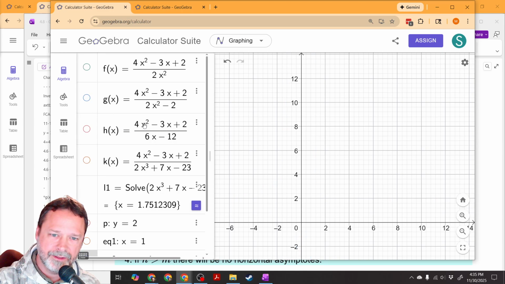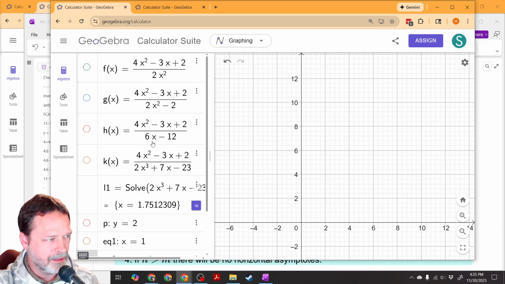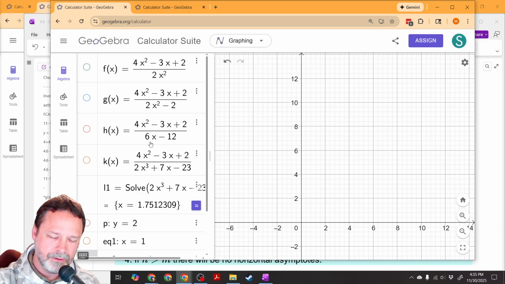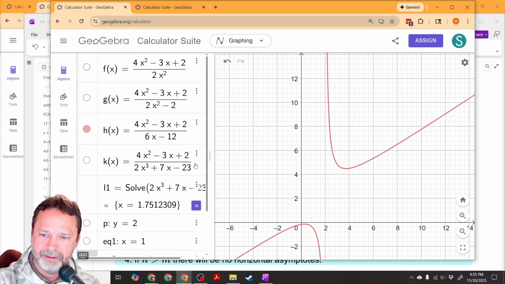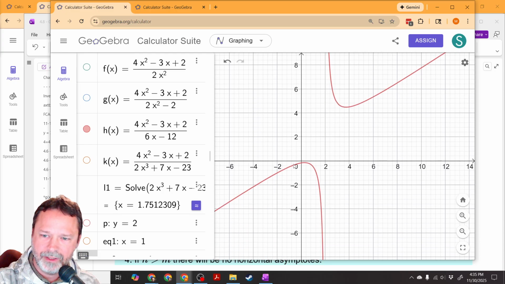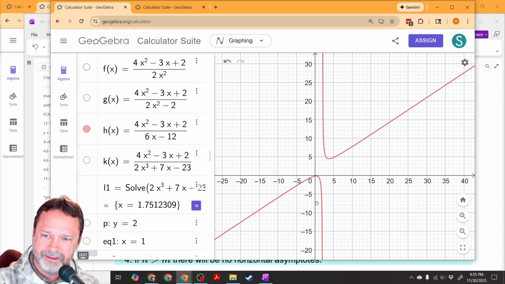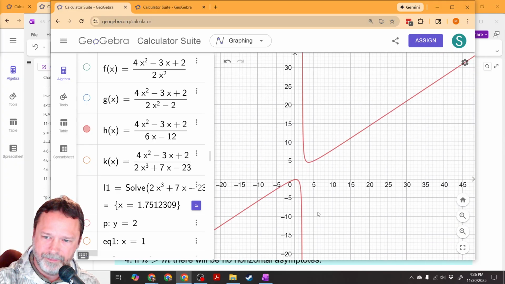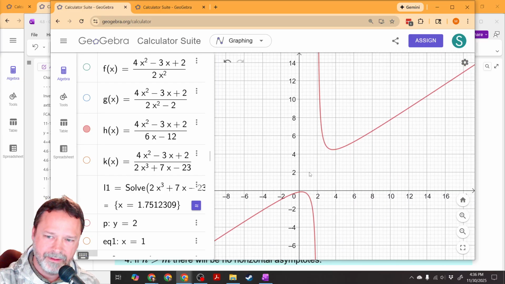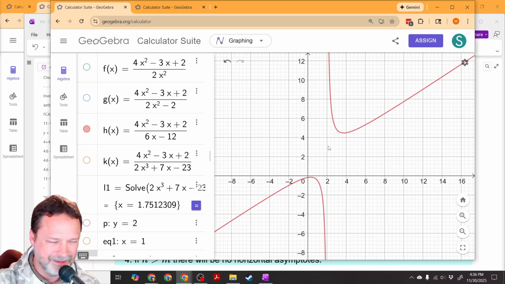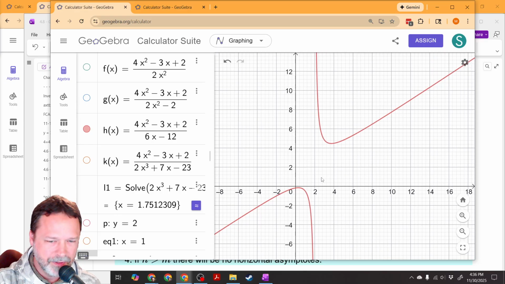In this case, the degree in the numerator is bigger than the denominator. According to our rule, that means we will have no horizontal asymptote. Let's see here. Yeah, definitely no horizontal asymptote. You can see it's kind of weird when we zoom out here. It's like whoop and whoop. There is an oblique asymptote, but I'm not going to go over those right now. But there's no horizontal asymptote.